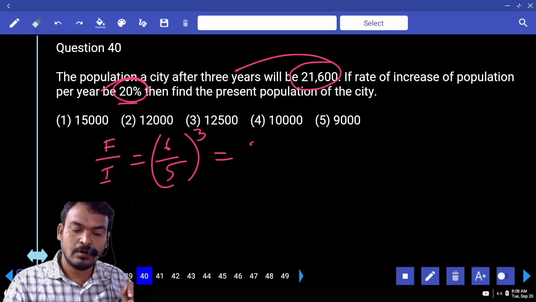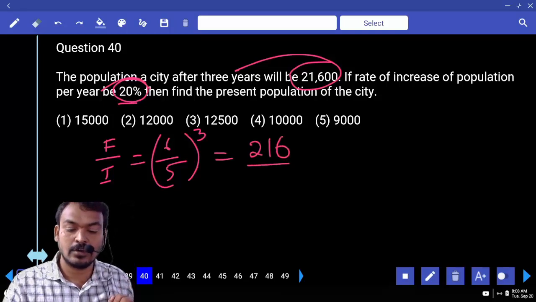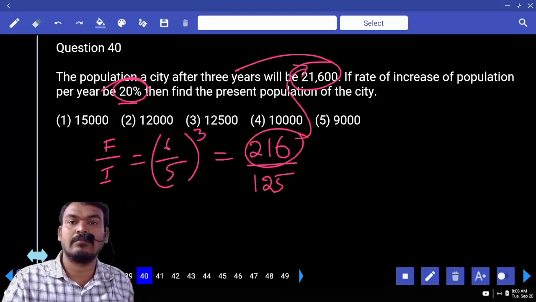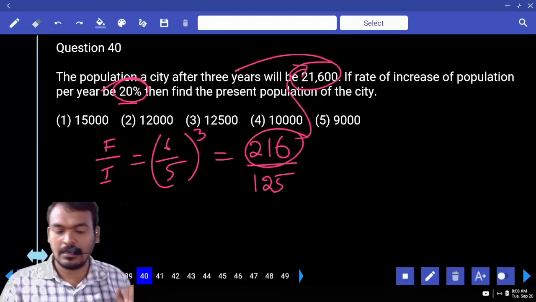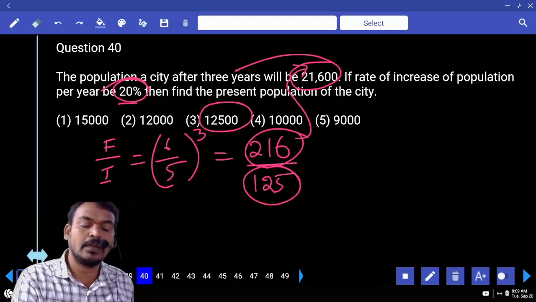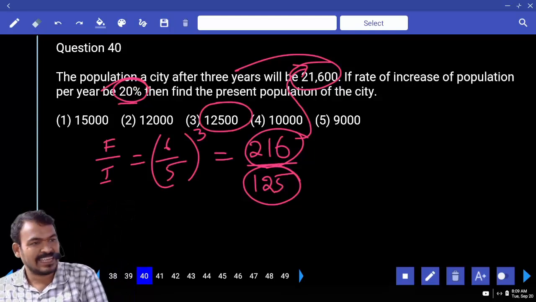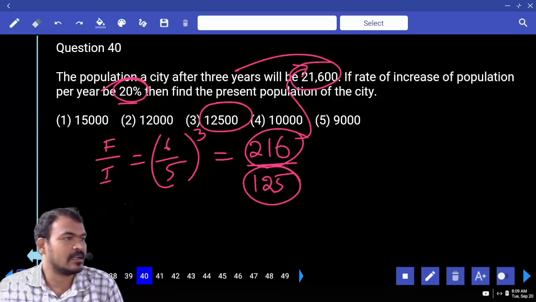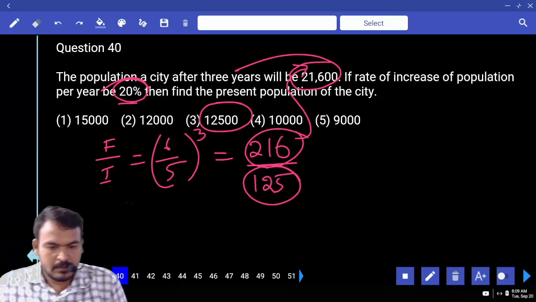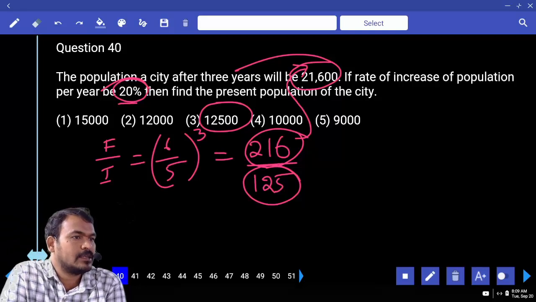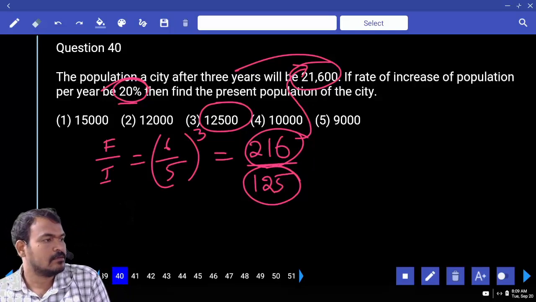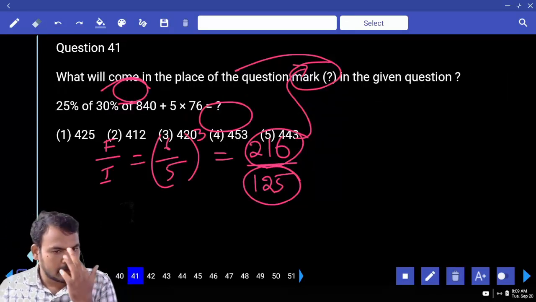What is the 6 cube? 216. What is the 5 cube? 125. In place of 216, how much value is given? 21,600. We require 125 parts. What is the answer? 12,500. Successive increase or decrease? Increase. 216 parts is 21,600, then 125 parts is how much? 12,500.